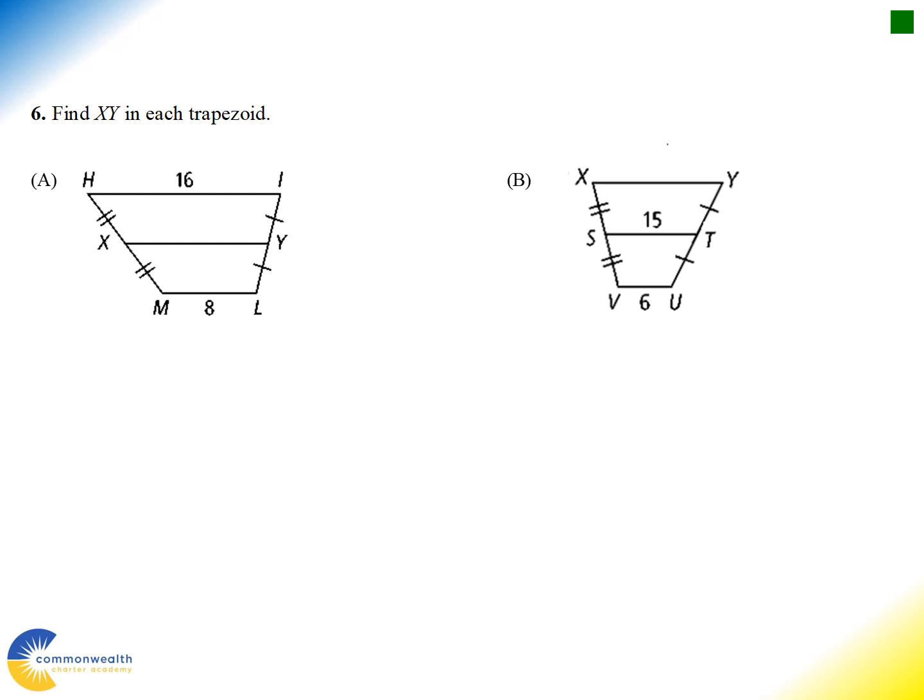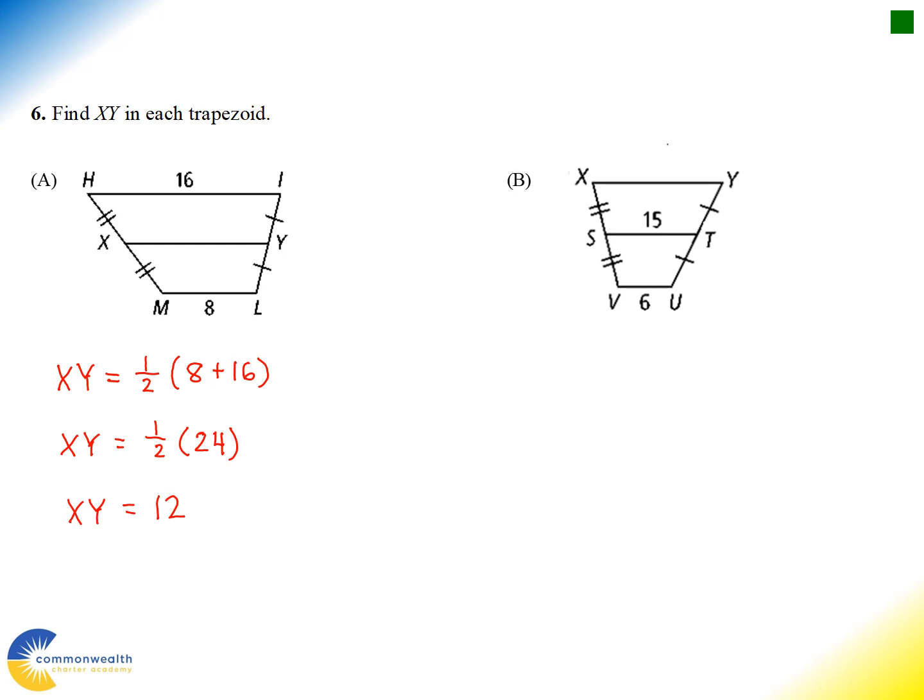So I'm going to be using the same formula in both of these cases, just a little differently, because we do have a rule that says that the length of the mid-segment of a trapezoid equals 1/2 the sum of the lengths of the 2 bases. So for A, I know that one base is 16 units, the other base is 8 units. That means that xy should be 1/2 the sum of those two. And that would be 1/2 of 24, which is 12. So xy is 12 units long.